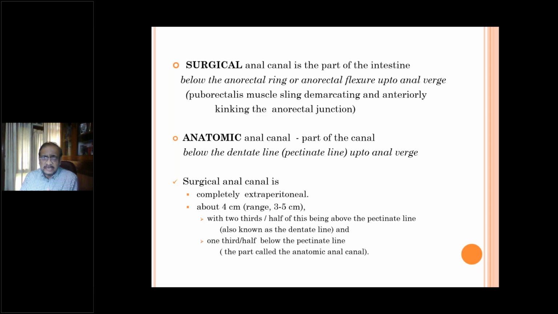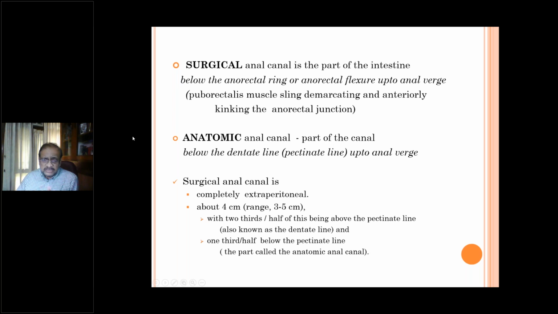Now, the surgical anal canal is the terminal most part of the intestine, which is lying below the anorectal ring or the anorectal flexure up to the anal verge. So that particular segment is the surgical anal canal. Okay. Now, the puborectalis muscle is forming that sling or the anorectal sling, which is demarcating, and it is anteriorly kinking the anorectal junction. So whatever part of the anal canal is lying below this sling up to the anal verge is basically the total surgical anal canal. In contrast to that, the anatomical anal canal is only the part of the canal which is below the dentate line. So this is a shorter part, right?